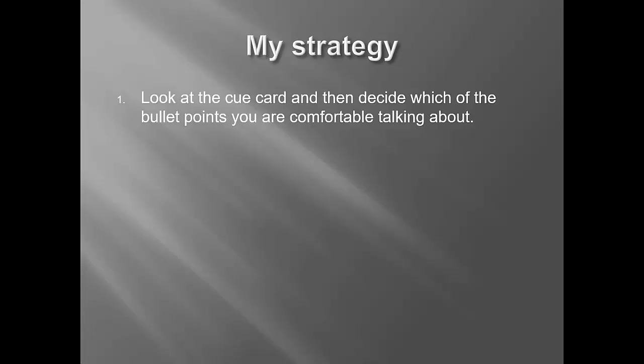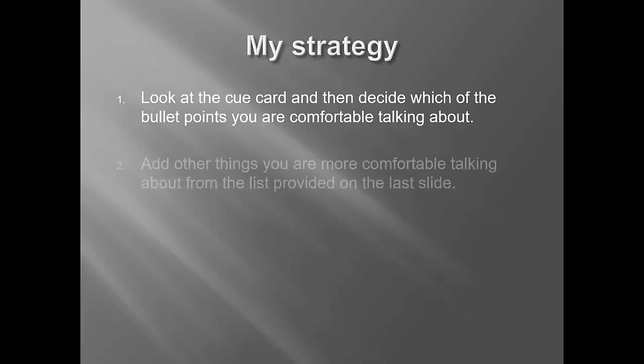But you can also talk about many other things as long as you're talking about the general topic. So I would pick the bullet points that you feel comfortable, that you think that you have enough information. Remember, you're going to have to make this decision very quickly. So if you see a bullet point and you think, oh, no problem, I can talk about that, then use that. If you see another bullet point and you think, oh, I can't really think of anything to say, then don't use that one. Add other things you are more comfortable talking about from the list provided on the last slide.